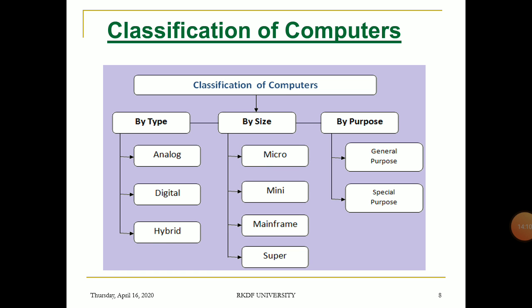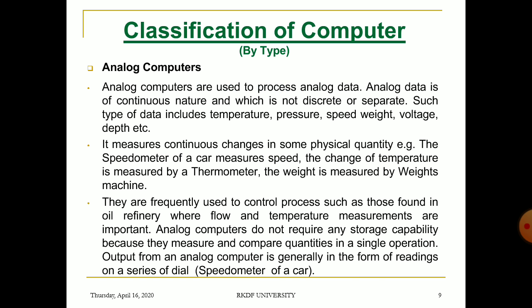Now the classification of computers. Computers are classified by its type, its size, and its purpose, whether they are general purpose or special purpose. By size, microcomputers, mini computer, mainframe computers, and at last supercomputers. By type, analog system, digital system, and hybrid system. So let us discuss all these one by one.